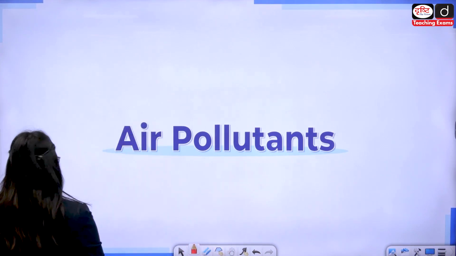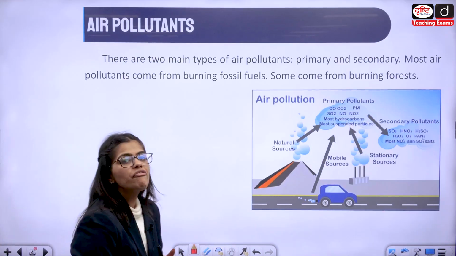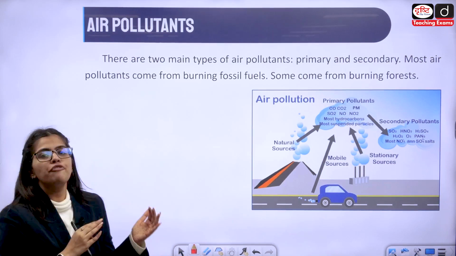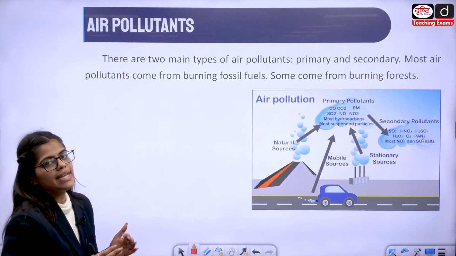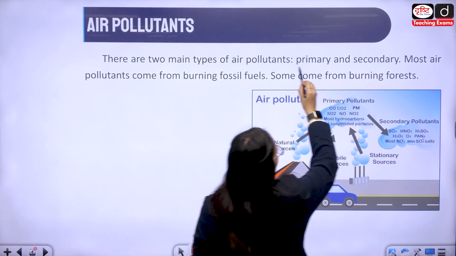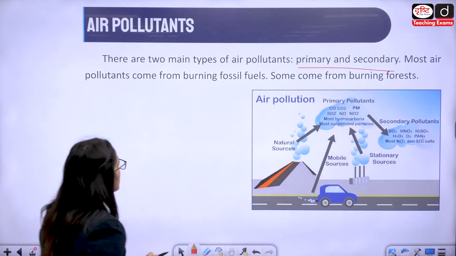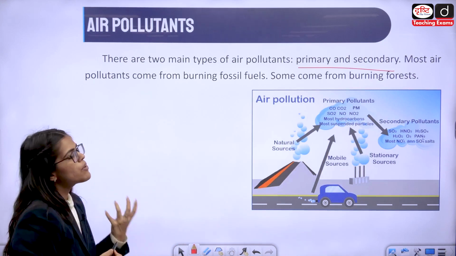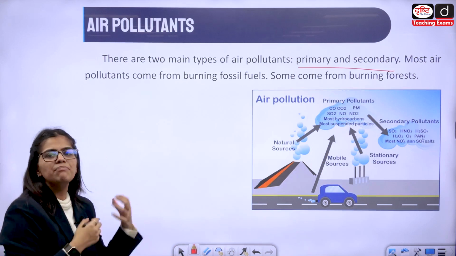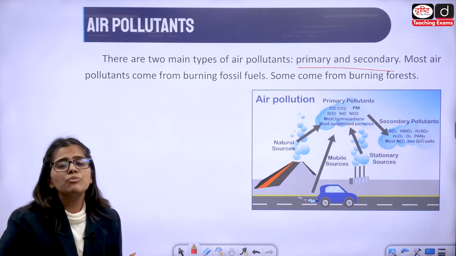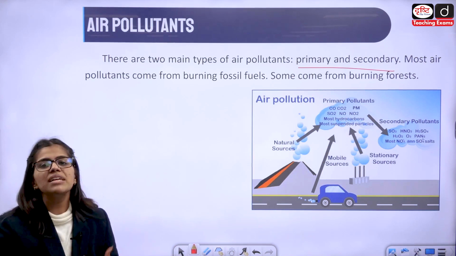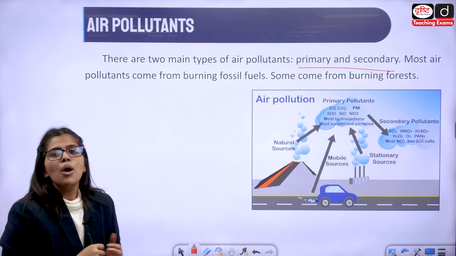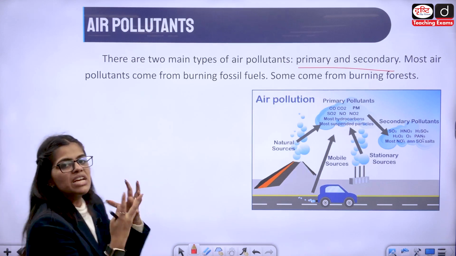So let us discuss two important types of air pollutants. These pollutants can be categorized into two forms, primary and secondary. Most air pollutants come from burning of the fossil fuels and some come from burning of the forest. It can be man-made, anthropogenic activities, or it can be natural activities that can increase the amount of air pollution. There can be three major sources.